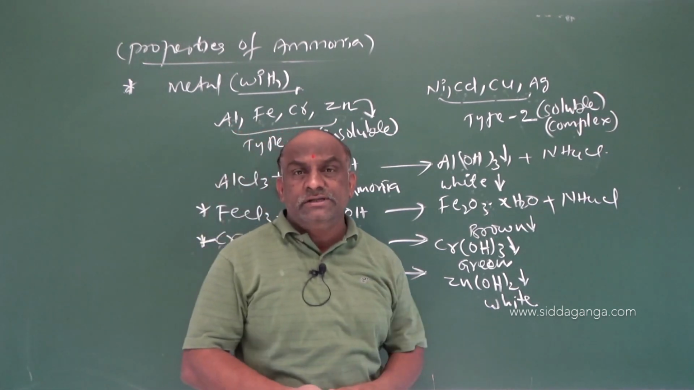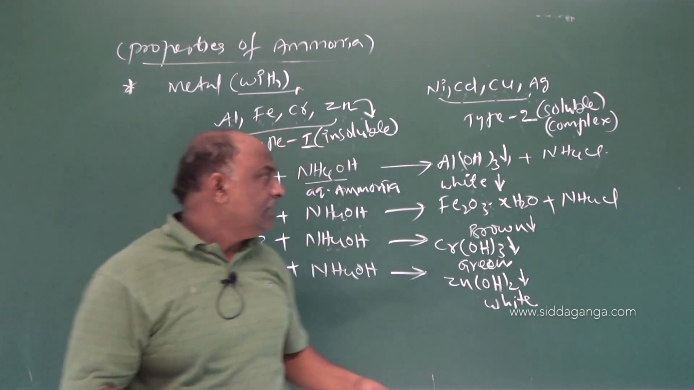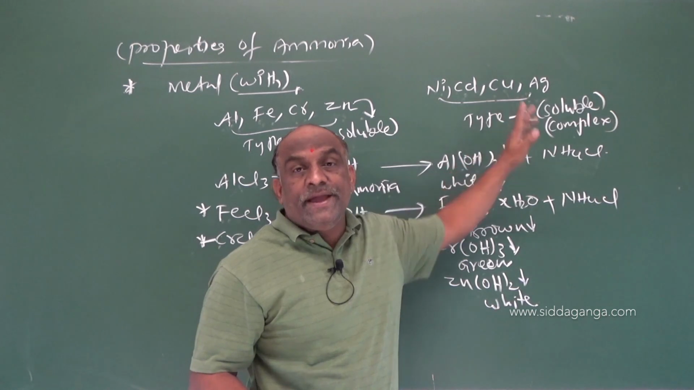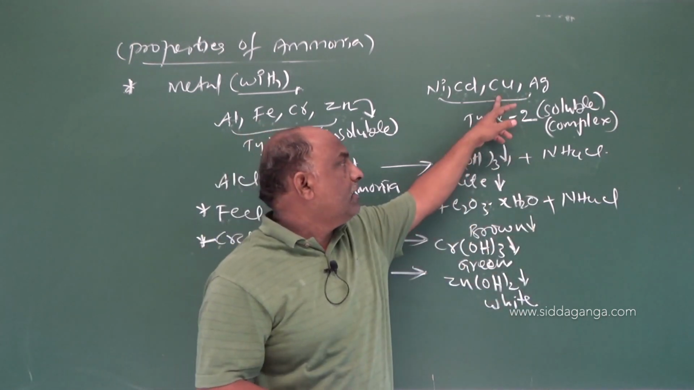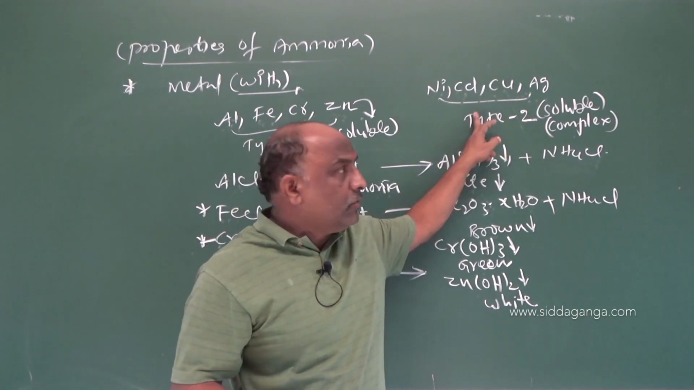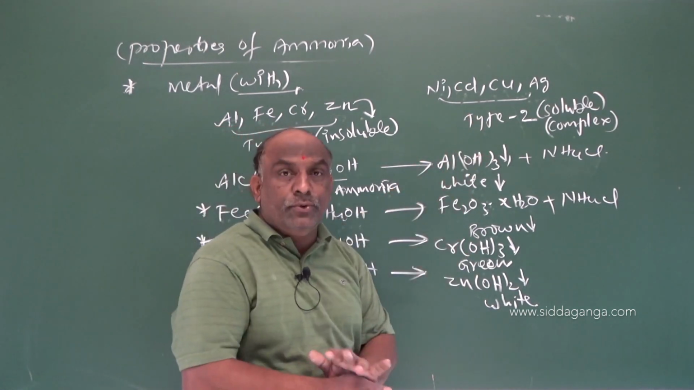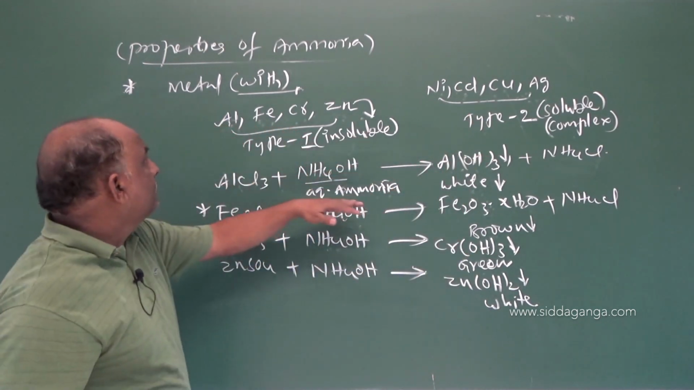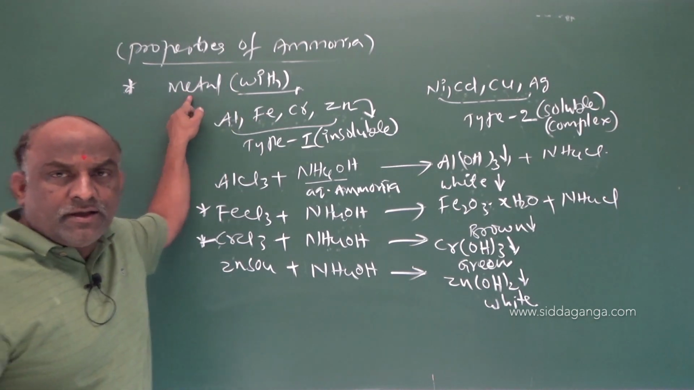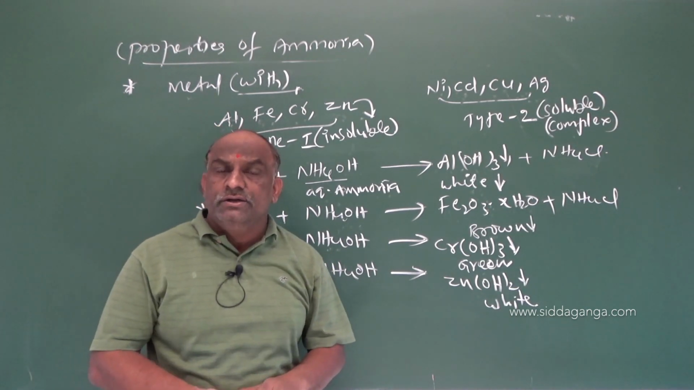When it is possible, we should take excess amount of aqueous ammonia. For this type of reactions we require excess amount of aqueous ammonia solution. Then these metals are soluble in aqueous ammonia and they can form complexes. So these reactions are said to be type 2 reactions. So this total topic belongs to metals with ammonia, aqueous ammonia NH4OH.